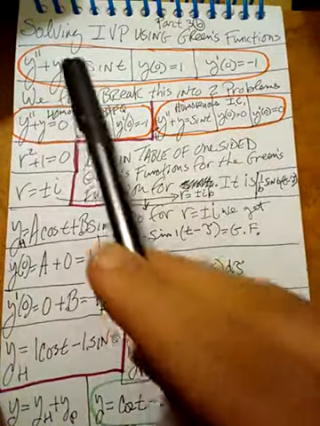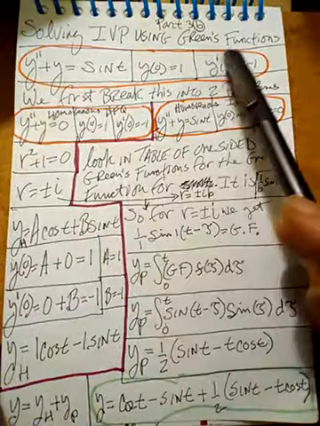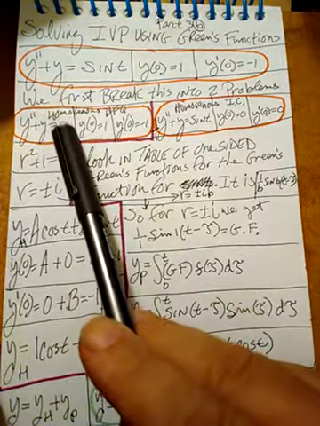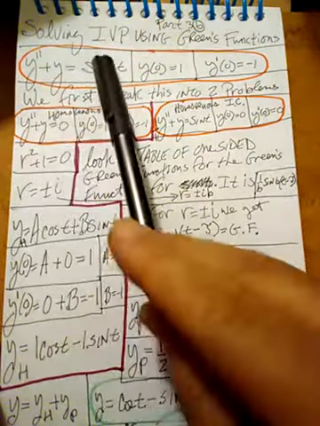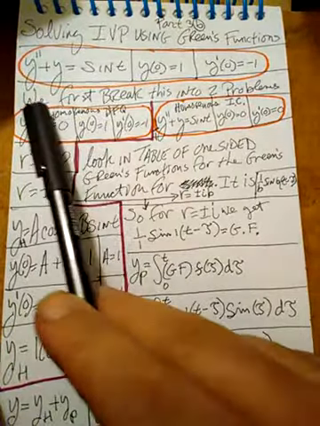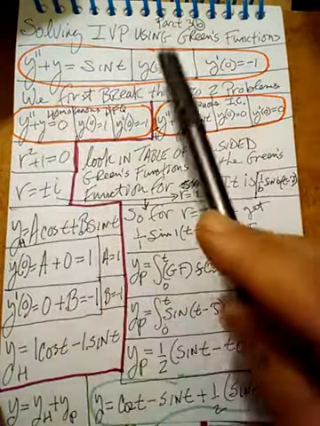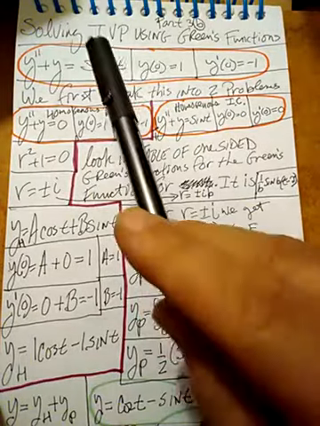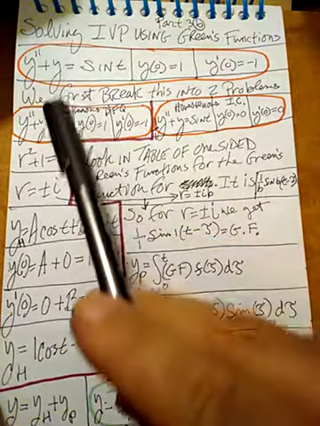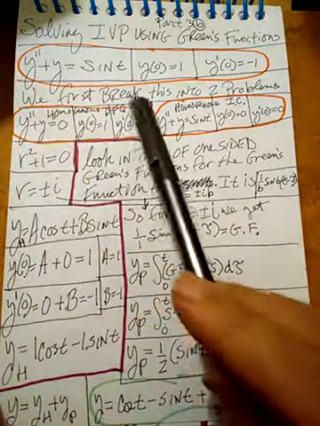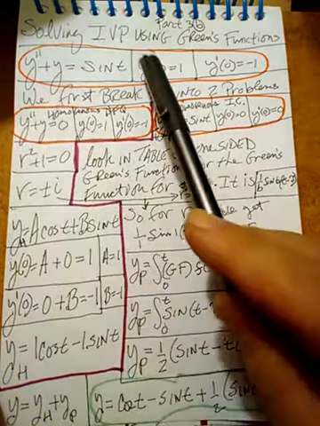Notice in this problem you have the same problem, except the sine has turned into a zero. So this makes it a homogeneous differential equation. So you have the same initial conditions, but the differential equation has turned into a homogeneous. So that's one problem we're going to break this up into.